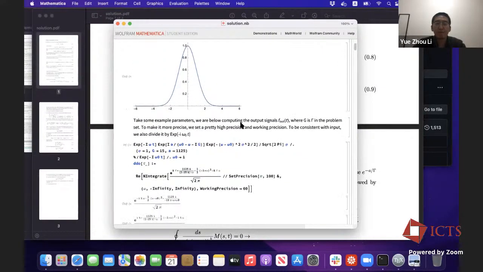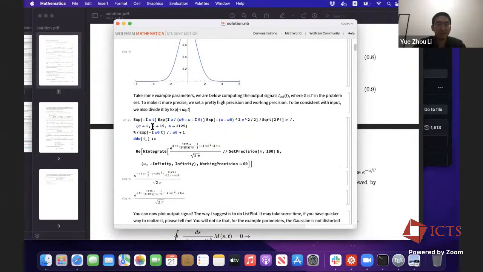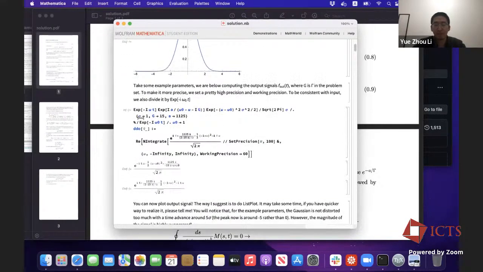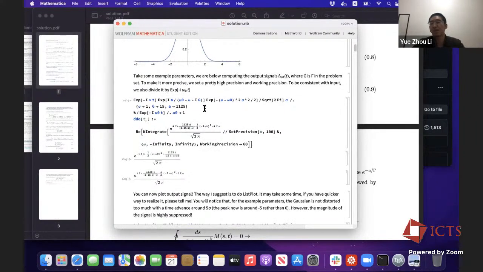And now we want to compute the output signal. So let's compute the output signal by numerically doing the integral, numerically doing the Fourier transform. So let's take the transfer function and do the Fourier transform. I choose to use the NIntegrate function in Mathematica to do this integral.